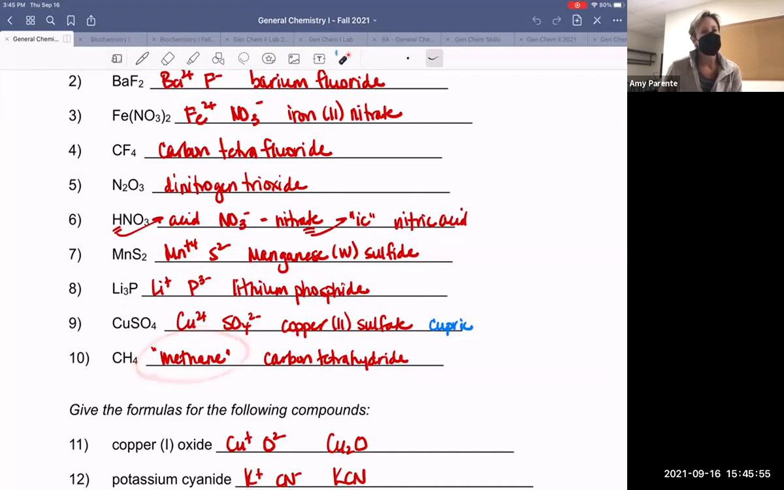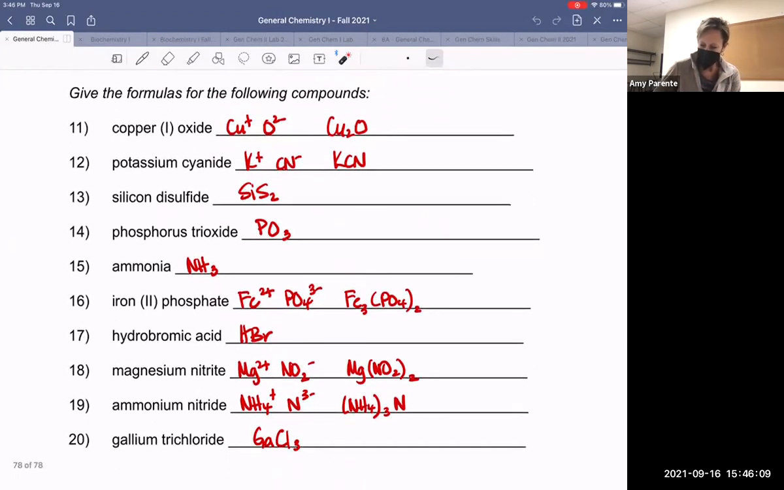Then we've got methane. This is another one of these common name ones. We're going to learn more about these common small molecules tomorrow when we learn how to draw them. You could actually also call this carbon tetrahydride if you wanted to. Last group here, kind of giving a chemical formula. We've got copper 1 oxide, which is going to be Cu2O. Potassium cyanide is KCN. Silicon disulfide, SiS2.